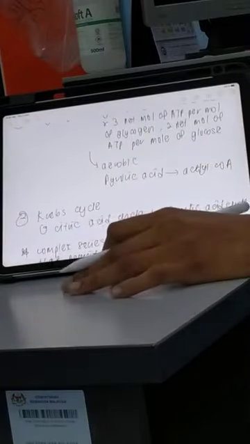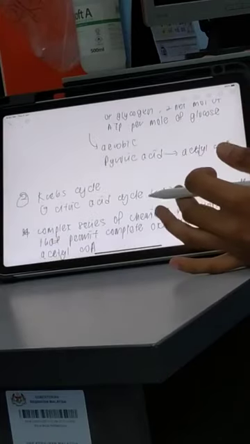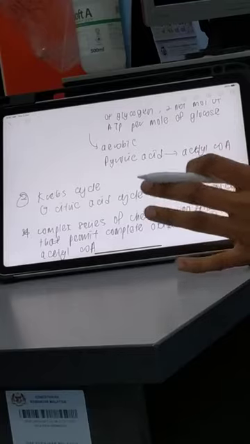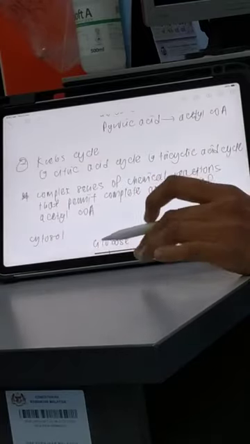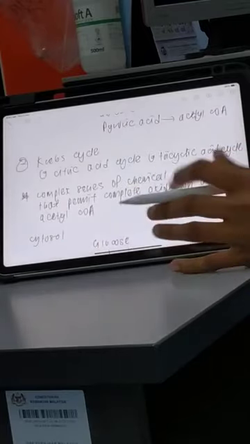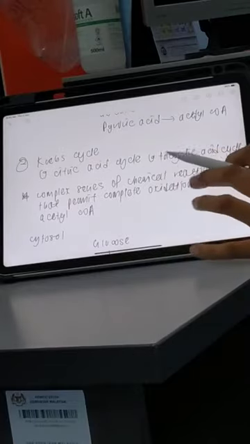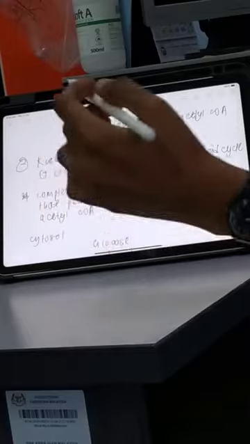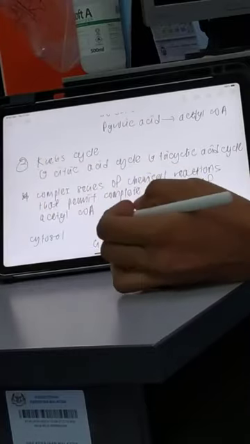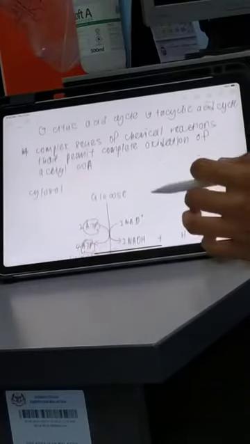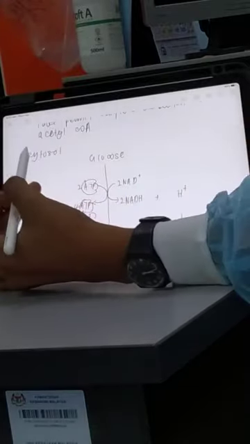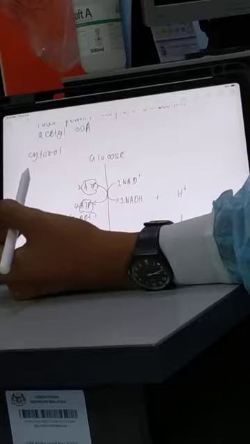This Krebs cycle is the citric acid cycle, or we call it the tricarboxylic acid cycle. It's a complex series of chemical reactions that permit the complete oxidation of acetyl-CoA. So from glucose to pyruvate and then to acetyl-CoA. This glucose to pyruvate happens in the cytoplasm, the cytosol.